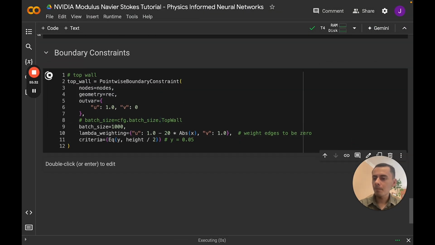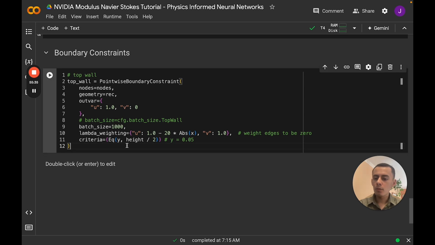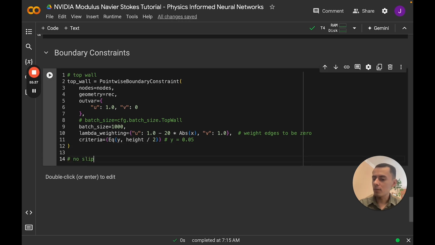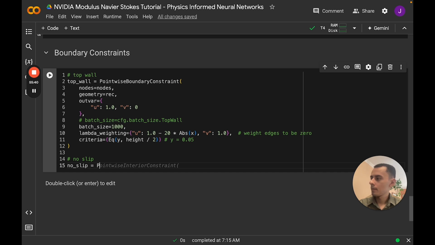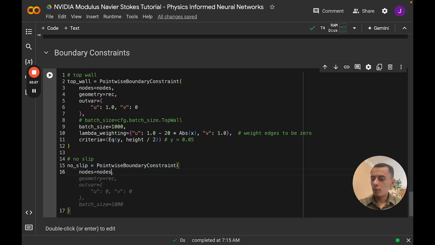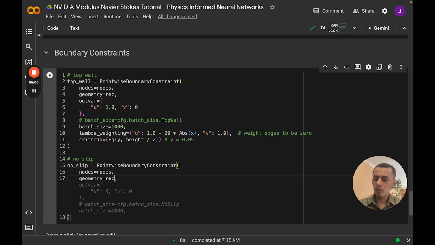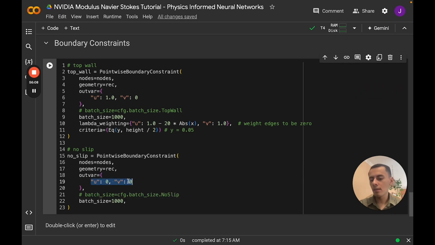So we define the top wall. There you go. Well, we also need the no slip condition. The no slip condition is again a pointwise boundary constraint. We pass the nodes, that is a requirement. We pass the rectangle, the geometry, that's just a requirement. And yeah, that's right. The outvar has to be u0 and v0, no slip at the boundaries.